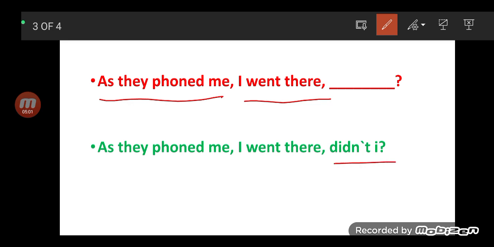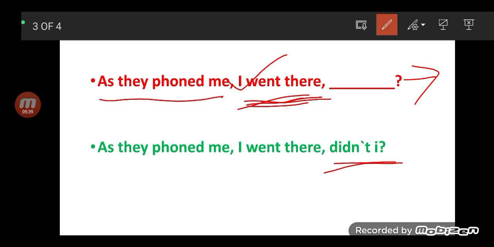Didn't I. But why? We know that if there is a comma between the two clauses, only the second clause is the principal clause. So we can use here I went there, and following these rules we can use didn't I, because this is simple past tense. So we know that in simple past tense, if there is no auxiliary or modal auxiliary verb, we can use only did, and this sentence is affirmative, so we use the negative form. That's why we can use didn't I, right?